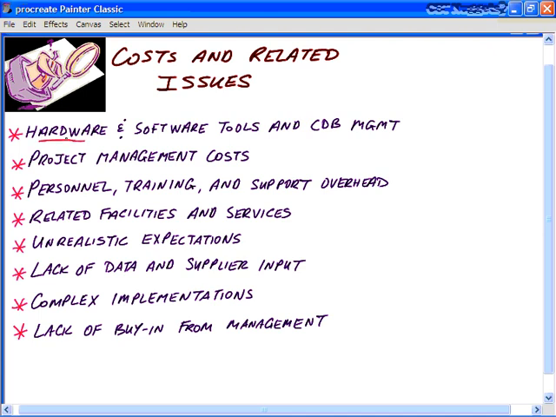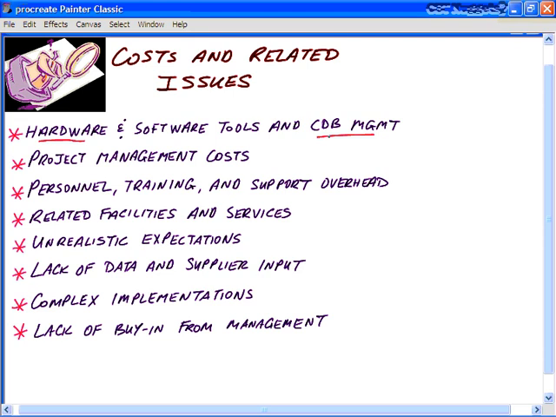Software tools for doing reporting, for doing monitoring, maybe going beyond just the tools that are built into the network operating system into full-blown suites from companies like Computer Associates or Hewlett-Packard or Cisco. Maybe you're getting into full-blown trend analysis or data mining tools. And of course, the cost related to the management of your capacity database.